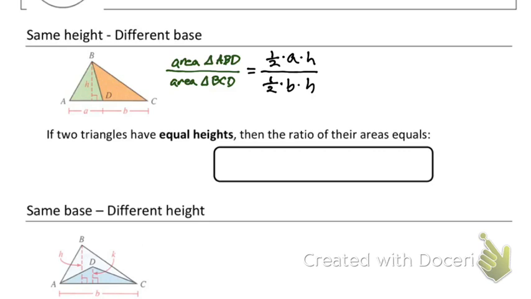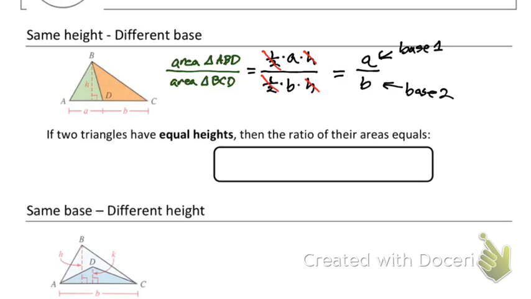Whenever you have the same thing on the top of a fraction as the bottom of the fraction, they cancel out. They turn to just 1. So 1/2 will cancel out with 1/2. It just turns to 1. And H over H just turns to 1. And you're just left with A over B. In other words, if they have the exact same height, it's just going to be base 1 divided by the other base. We'll call it base 2. And that is your area ratio.